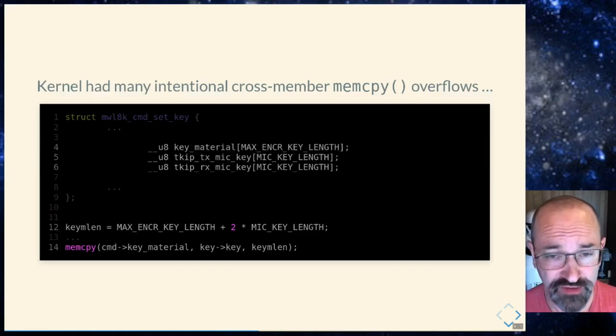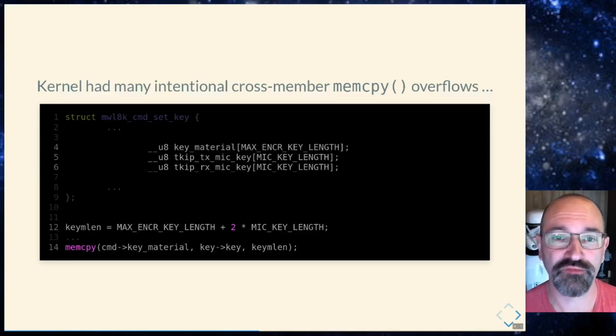But this is all determined at compile time. I can see how big this is and will fail and say, hey, what are you doing? You're going to always be exceeding the end of key material. What's going on?